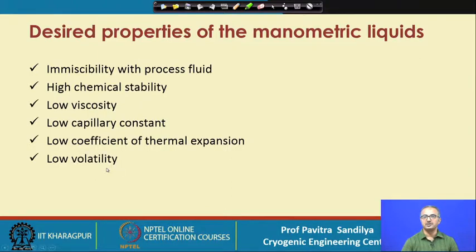Then it should have low volatility. If it is highly volatile, then what will happen? It will evaporate. It will not be able to stay in the manometric limbs. So, we want that this should not have high volatility. And also to have low volatility, low evaporation, it should have a low vapor pressure, because high vapor pressure leads to a high rate of evaporation.